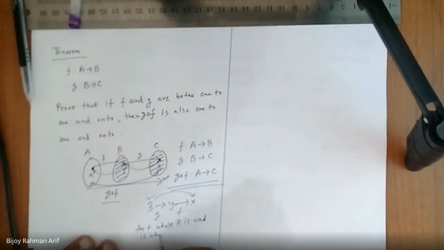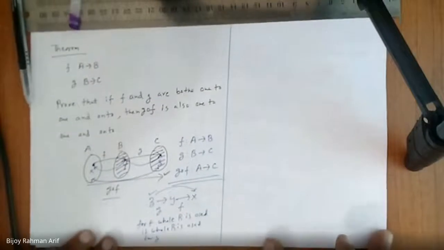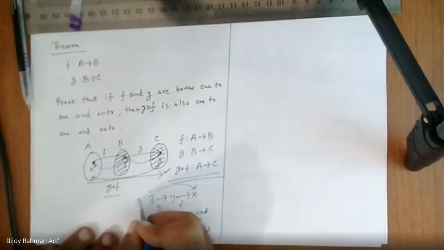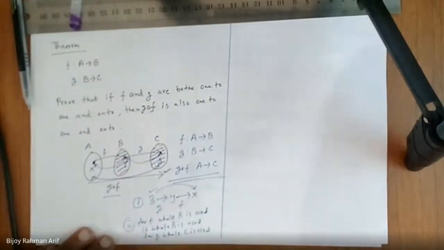If whole B is used, for G, whole C is used. So that is the catch. This is the first catch. This is the second catch by the picture. So we have to convert this observation to the logic. So how can you do that?